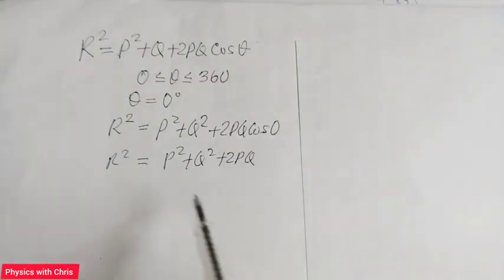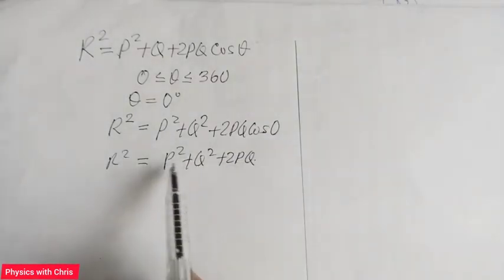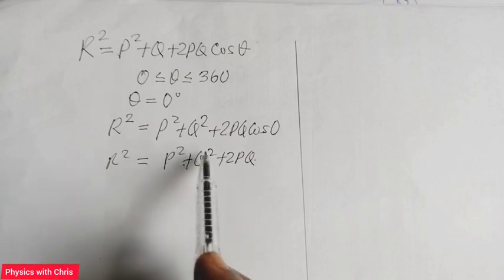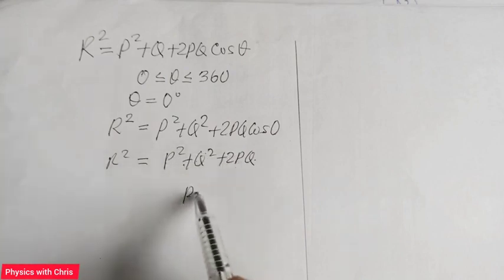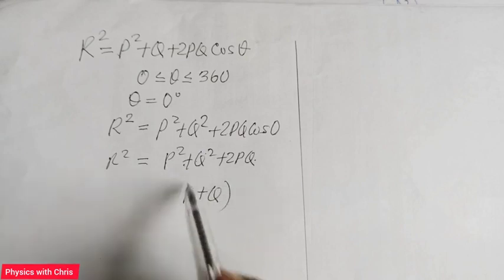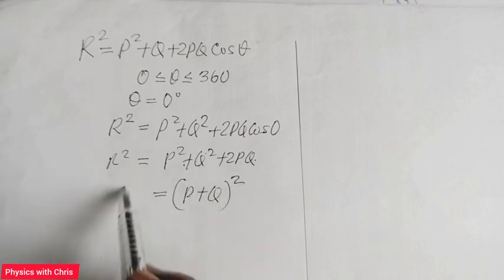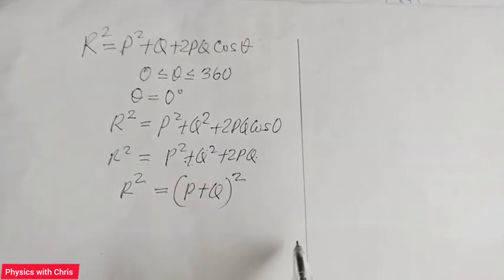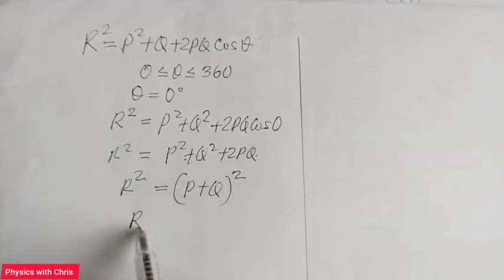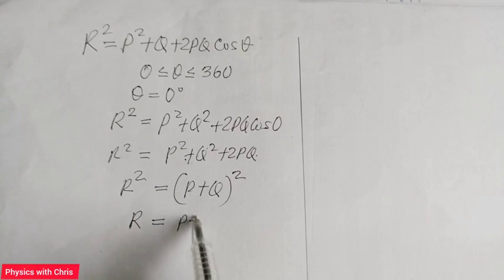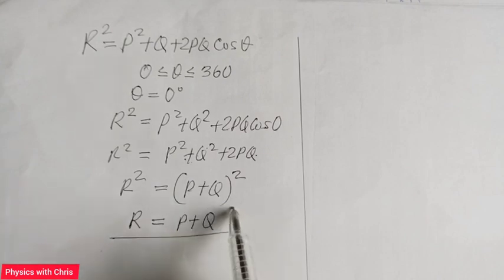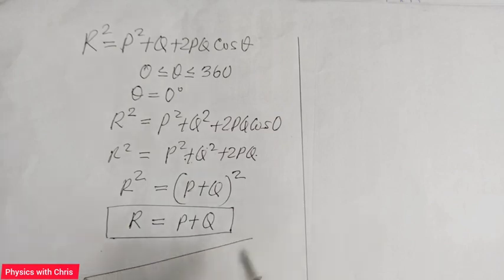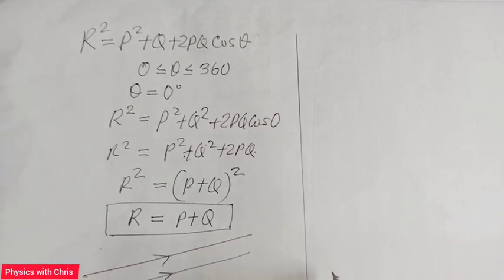Now, if you look at it by careful investigation and inspection, P squared plus Q squared plus 2PQ is the same thing as P plus Q all squared, because when you expand it, it gives you this. So if you take the square root of both sides, your resultant R is P plus Q, which we said earlier, that when the angle between the two vectors is zero, meaning that the two vectors are acting in the same direction and they're both parallel to each other.